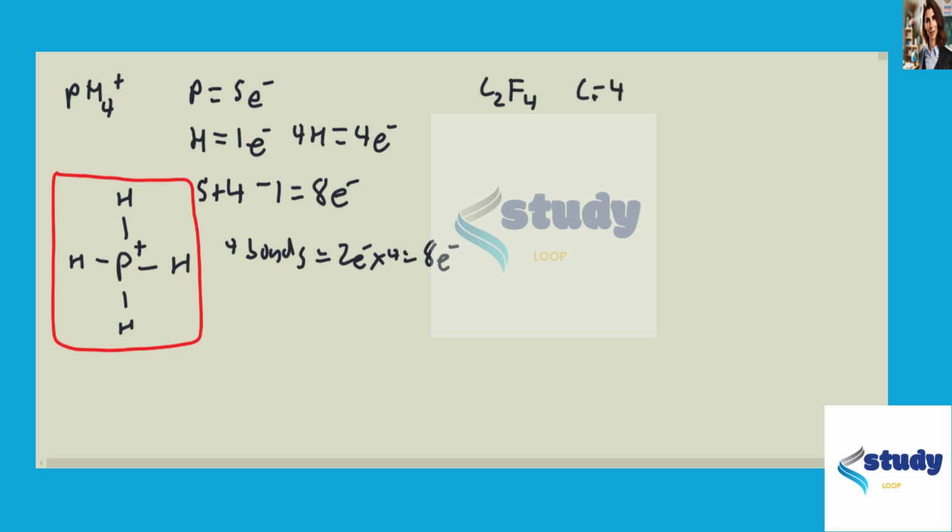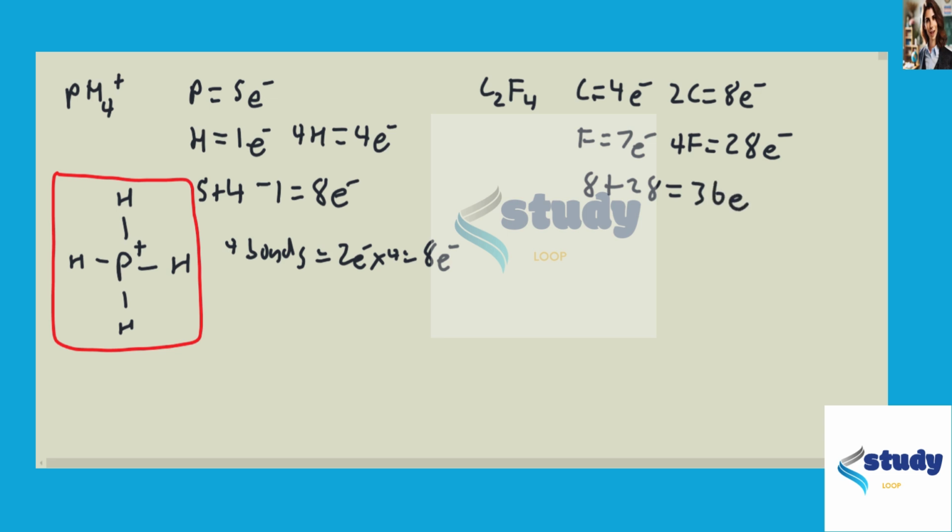So the next system they want us to solve is C2F4. We'll start with our carbon, which has 4 valence electrons. And we have 2 of them, so 2 carbon will give us 8 valence electrons. Next, our fluorine will have 7 valence electrons each, and we have 4 of them, so we have 28 valence electrons total. We'll add those up, and there's no charge here, so it's just our 8 plus 28 electrons, which gives us 36 total electrons.